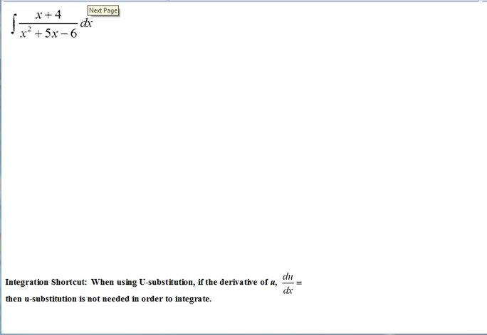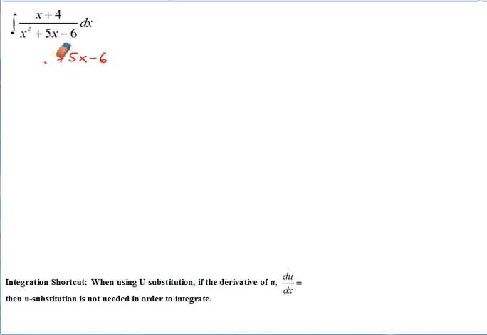Let's take a look at the first example problem here. We're integrating x plus 4 divided by x squared plus 5x minus 6. One thing you might want to think about first is another technique for integration, and why it doesn't work. If you try to just use u substitution and set u equal to the denominator, x squared plus 5x minus 6, take the derivative of that, which should be 2x plus 5, you can see dx would end up equaling du over 2x plus 5, which is not going to cancel out the x plus 4 there.